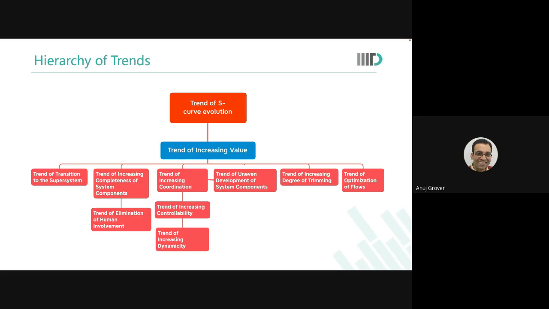Trend of optimization of flows. So until now we were on the products side. This is a trend of optimization of flows. That flows will naturally be more and more optimized as time passes by.